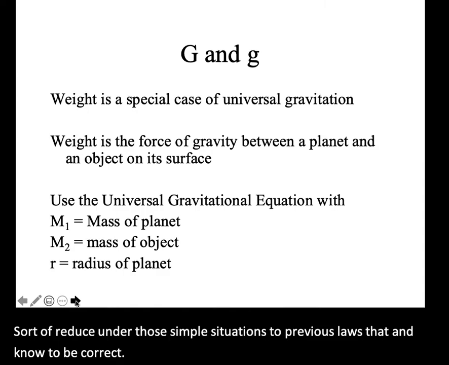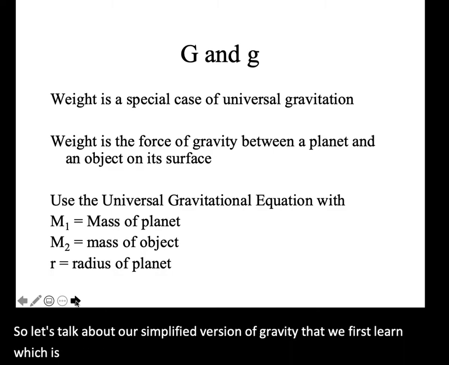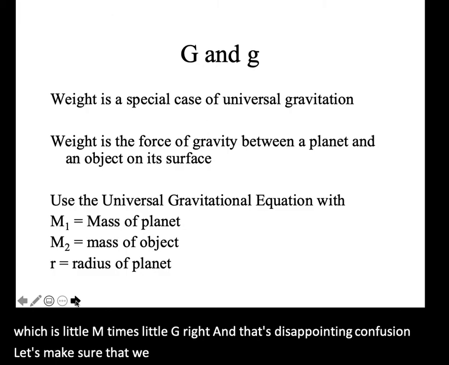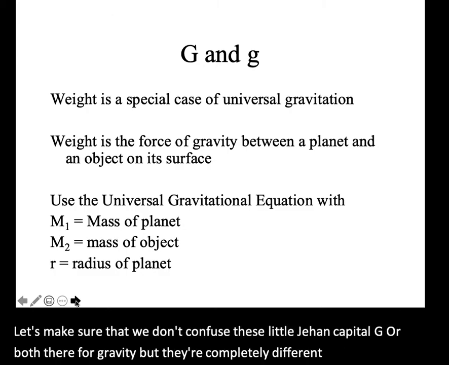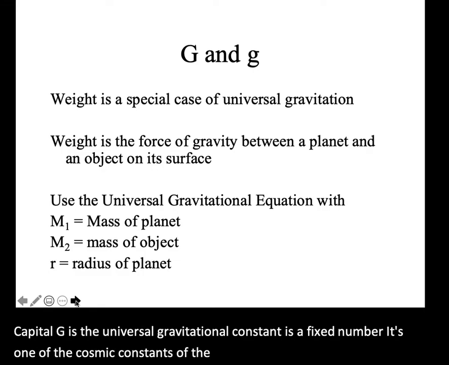So let's talk about our simplified version of gravity that we first learned, which is little m times little g, right? And this is a point of confusion. Let's make sure we don't confuse these. Little g and capital G are both there for gravity, but they're completely different things, right? Capital G is the universal gravitational constant. It is a fixed number. It's one of the cosmic constants of the universe. It's that very small 6.67 times 10 to the minus 11th.